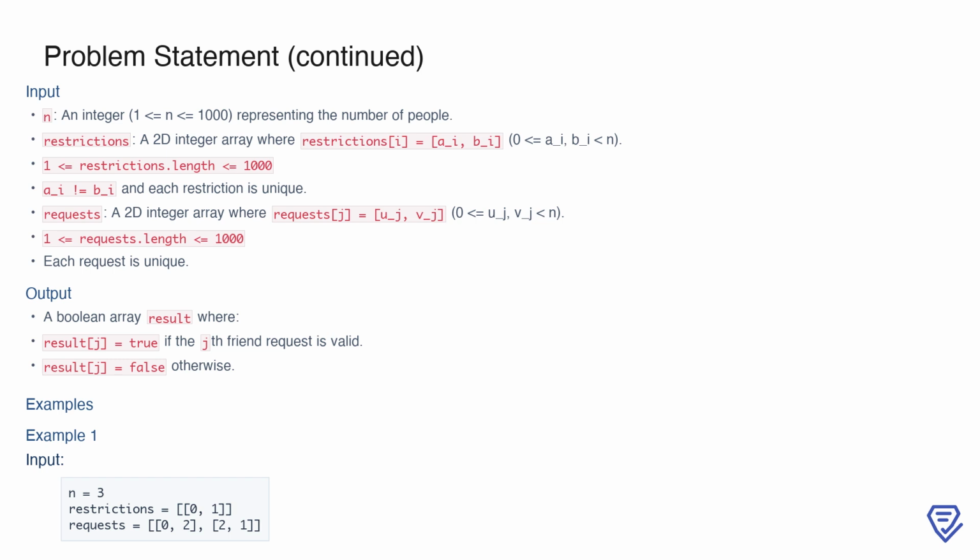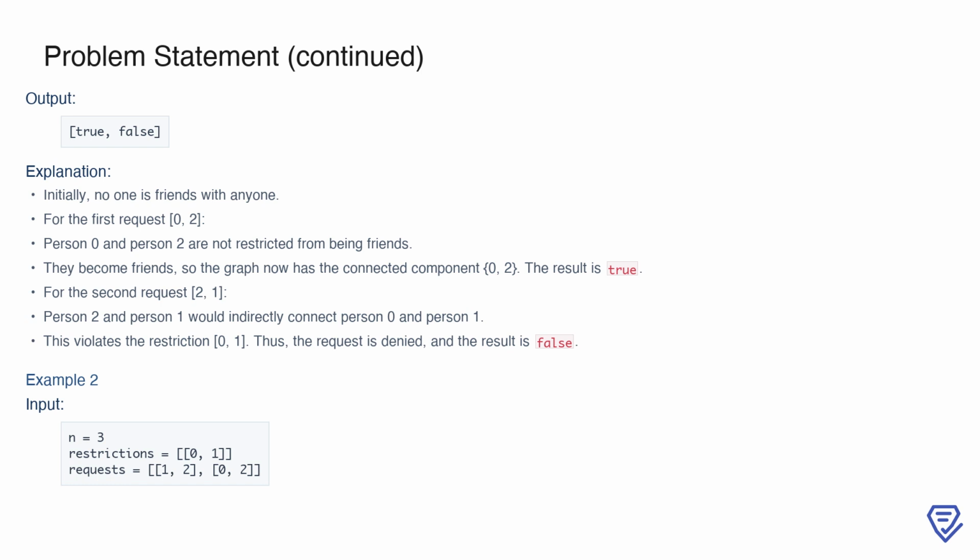Let's consider a sample example to clarify. In example 1, we have n equals 3, restrictions equals [0, 1], and requests equals [0, 2], [2, 1]. The output is true, false. Initially, no one is connected. For the first request, 0, 2, person 0 and person 2 are not restricted from being friends, so they become friends, forming the connected component 0, 2. The result for this request is true. For the second request, 2, 1, accepting it would create an indirect connection between person 0 and person 1, violating the restriction 0, 1. Therefore, this request is denied, and the result is false.